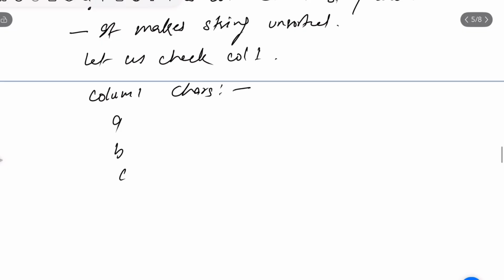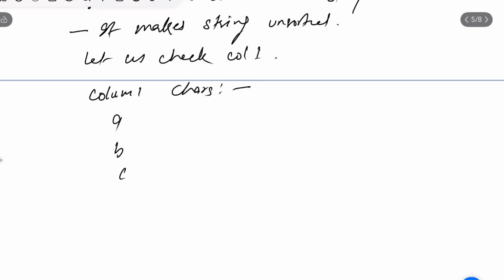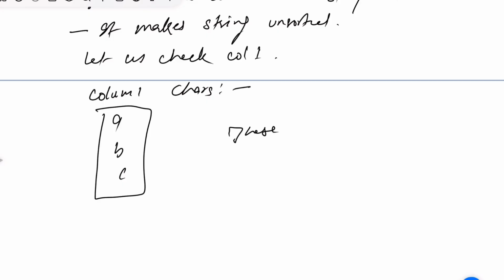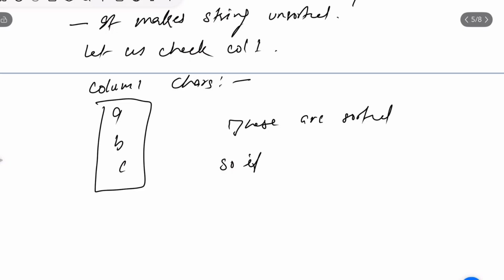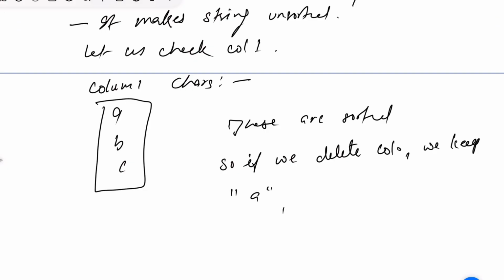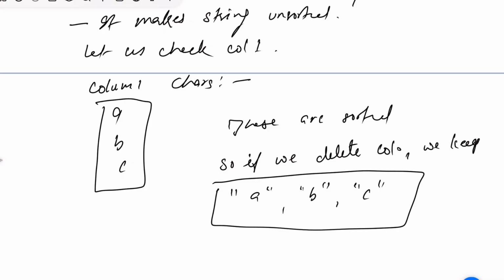So we'll say, okay, are A, B, C sorted? We'll say yes. These A, B, C are sorted, meaning column 1 characters are sorted. So if we delete column 0, we keep what? A, B, C, right? This array.